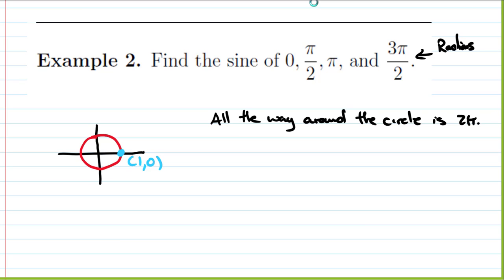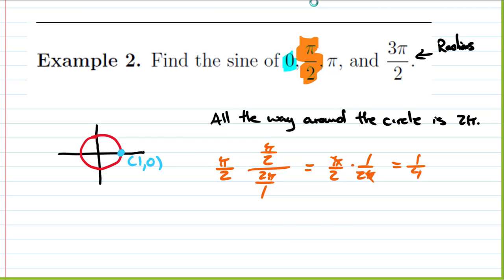If I go with pi over 2, how many degrees is pi over 2 going to be the same as? Well, pi over 2, if we take our proportion to the whole circle, it would be pi over 2 divided by 2 pi over 1, which is pi over 2 times 1 over 2 pi. Our pi's reduce out, and we get 1 over 4. So it tells us that it is 1/4 of the way around the circle. Well, 1/4 of the way around the circle is going to be right here. And what is the coordinate of that point? Well, it's going to be 0, 1.